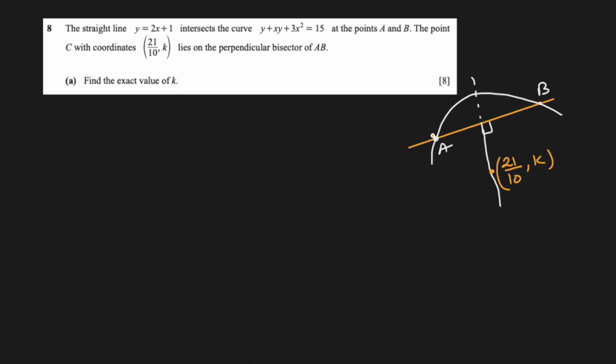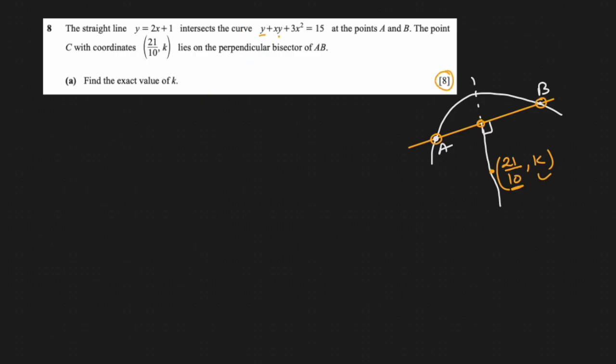So my plan will be first to find the coordinates of A and B. Then with the help of that, find the coordinates of the midpoint. With the help of the gradient of AB, I'll find the gradient of the normal, this perpendicular bisector. And then I will get the equation, I'll substitute this x, and I will get k. That's my plan. It's rightly worth 8 marks.